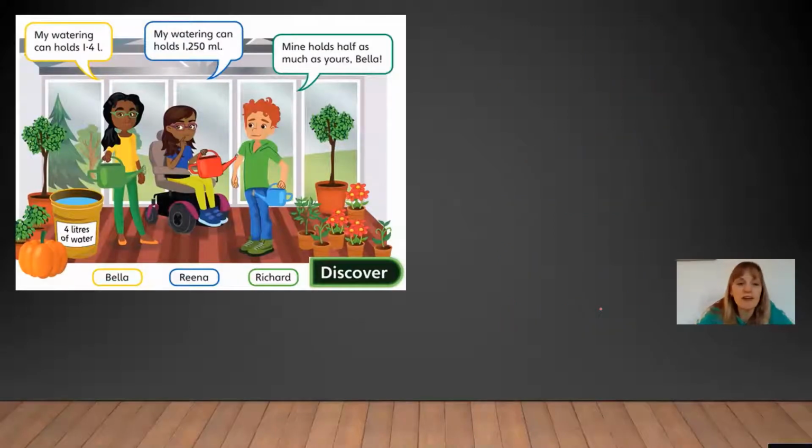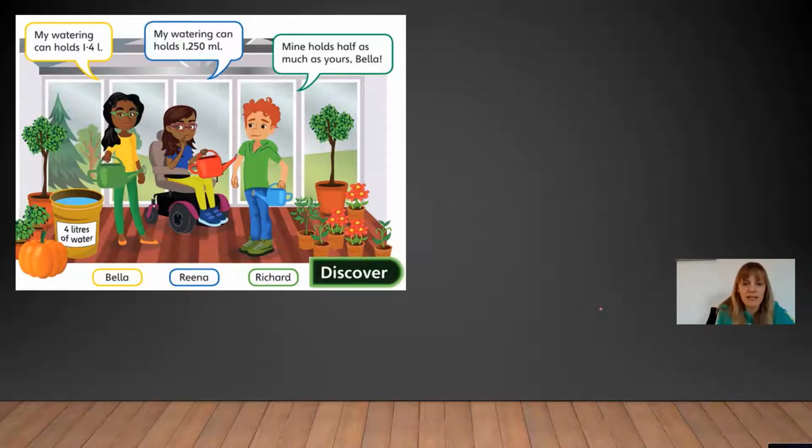So our first discover, we've got 3 children here in the greenhouse. We've got Bella, Rena and Richard. They've all got watering cans that hold different amounts. So Bella says hers holds 1.4 litres. Rena's holds 1,250 millilitres. And Richard is saying mine holds half as much as yours, Bella.